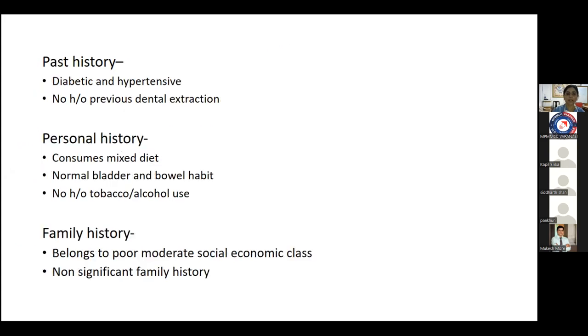Coming to past history, patient is a diabetic and hypertensive on regular medications. Personal history: consumes mixed diet, normal bladder and bowel habit, no history of tobacco or alcohol use.